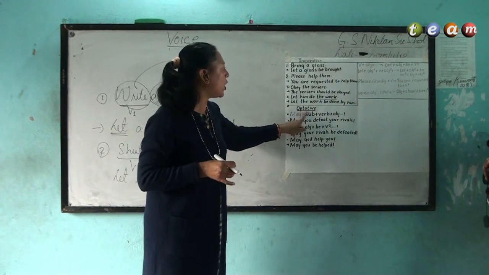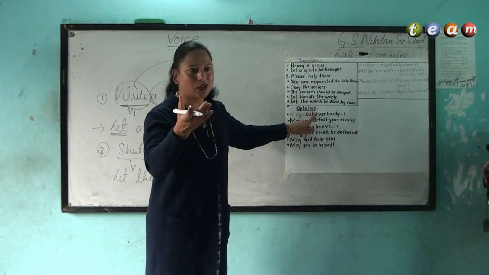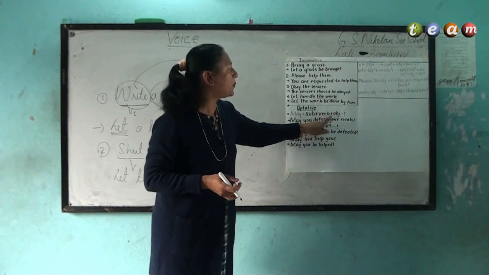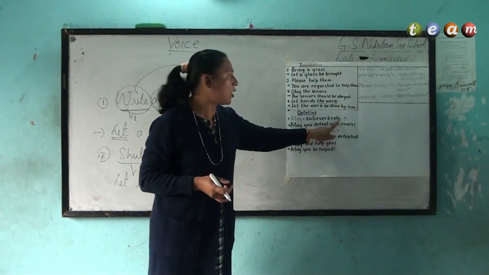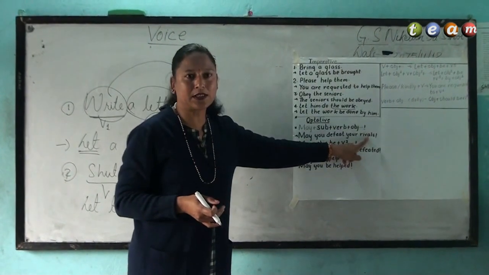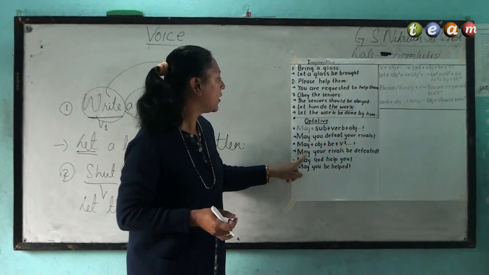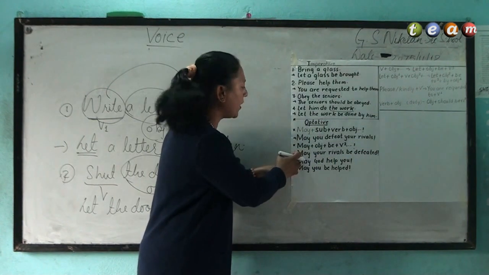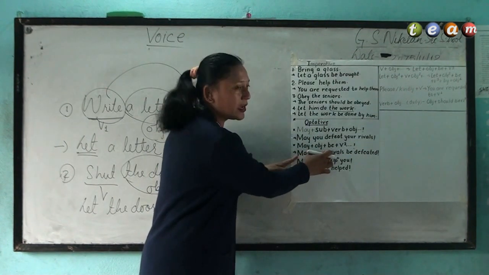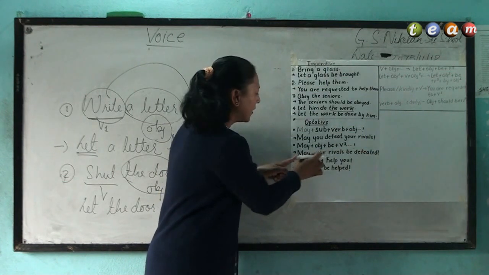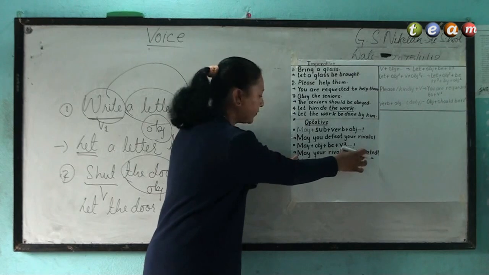Okay, so when there is an optative sentence, there is a structure to change it: may plus subject plus verb plus object. That is what we say optative. May you defeat your rivals. It means, may your rivals be defeated. We start with the same may, and then we need the object here, your rivals. Be verb is here, and the third form, defeated. That's why may your rivals be defeated.